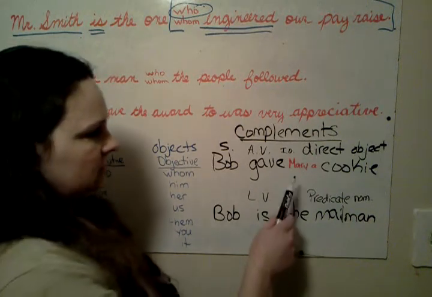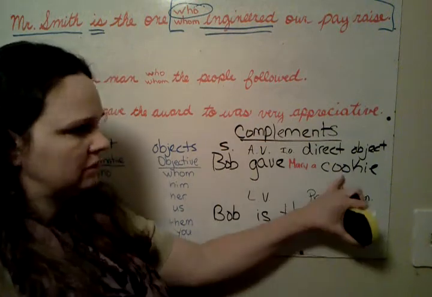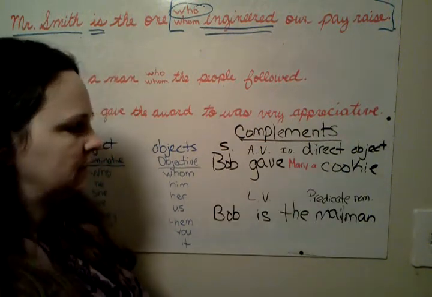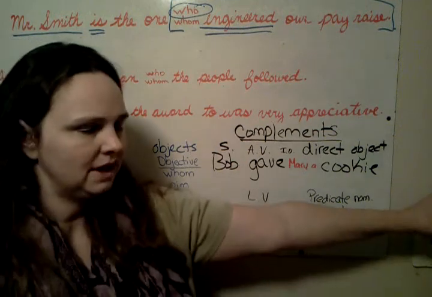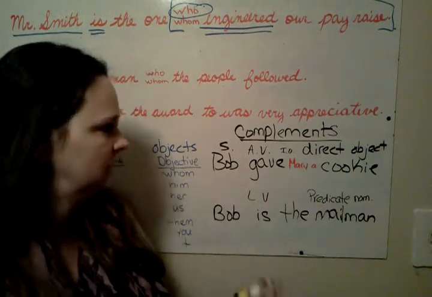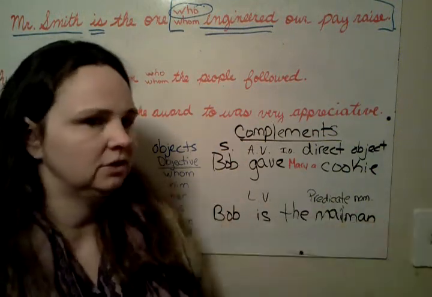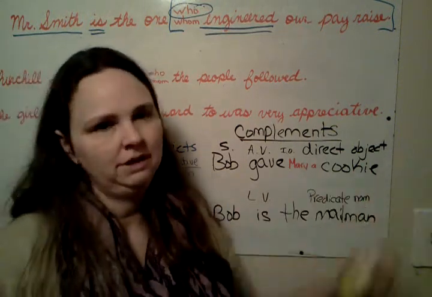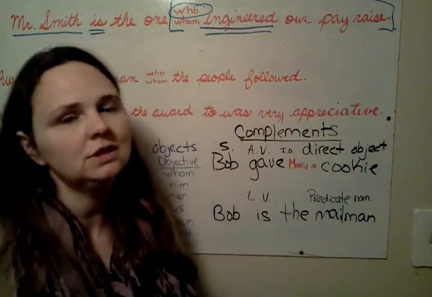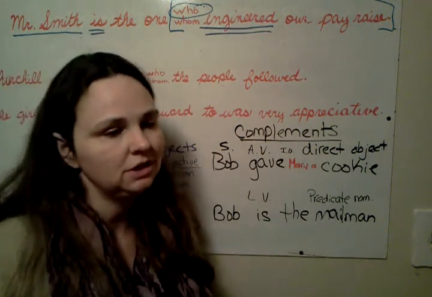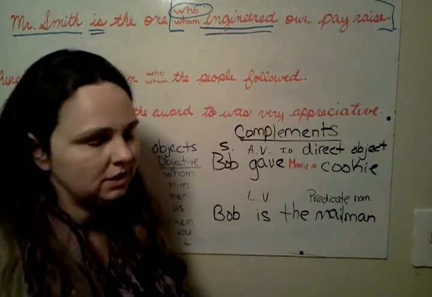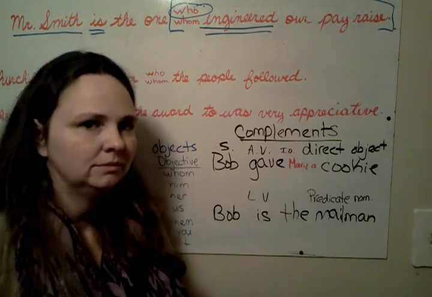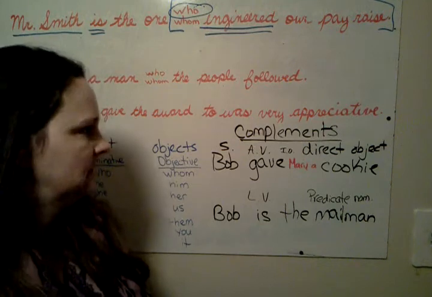The indirect object is always going to come before the direct object in a sentence. It'll always be to the left of it, because if it were to the right, it would be in a prepositional phrase. If it were to the right of cookie, it would read, Bob gave a cookie to Mary. Now, to is a preposition, and Mary would be the object of a preposition, and it wouldn't be an indirect object anymore. So, to be an indirect object, it's always going to come before the direct object in a sentence.